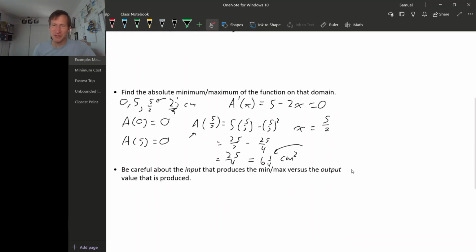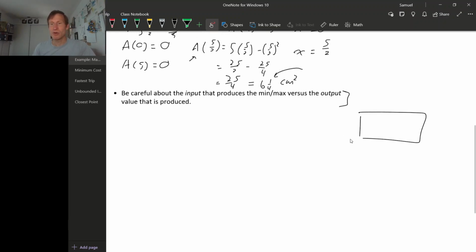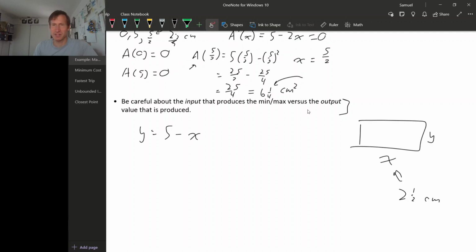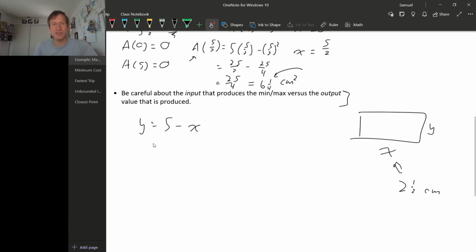So let's be careful about actually answering the question. Remember, the original question was, what are the dimensions of the rectangle that has the maximum area? So we named our dimensions x and y. We know that to get the maximum area, x has to be 2 1/2 centimeters. We should find y, right? To completely answer the question, we should say what the width and length of this rectangle has to be. So, but remember, y was 5 minus x. That was one of this extra relationship that we found way up here. So y is 5 minus x.